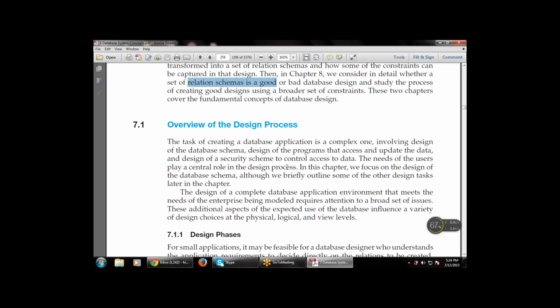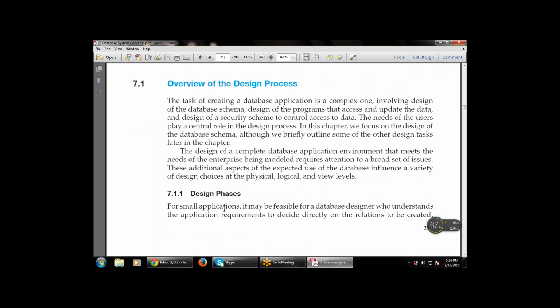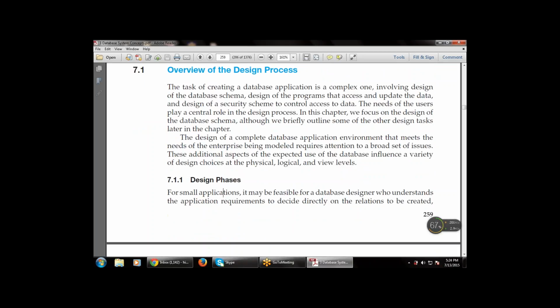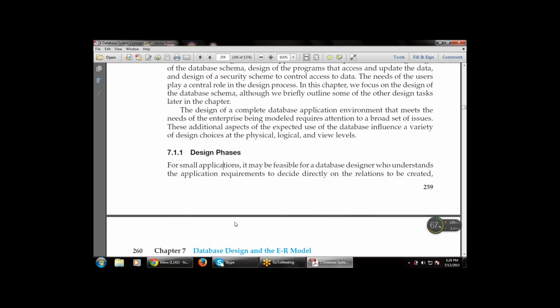The various aspects used in the database depend on the choices of design, such as physical design, logical design and view design. So that is the overview of the design process and how it is divided into multiple parts. First is the design phase. For small applications, it may be feasible for a database designer who understands the application requirements to decide directly on the relations to be created.